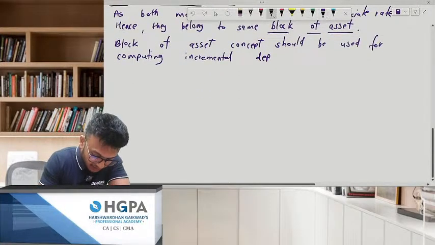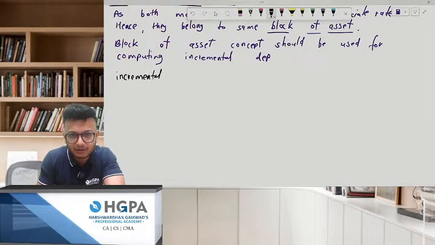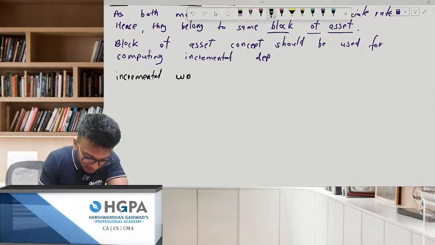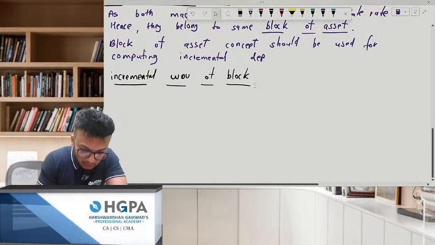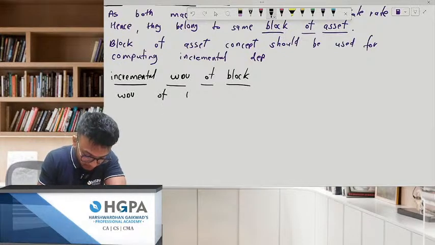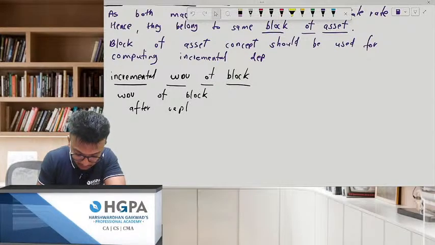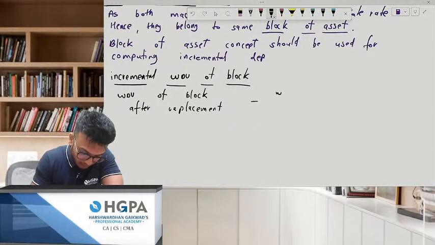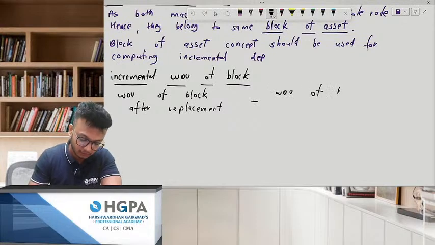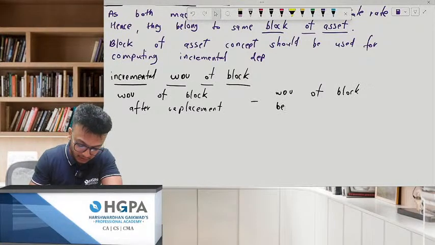Now, please write. I give you a shortcut trick also for this. It's very simple. Incremental WDV of the block, but to understand everything: incremental WDV of the block, how much is it? WDV of block after replacement minus WDV of block before replacement.